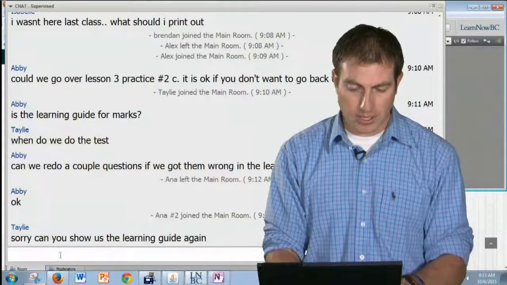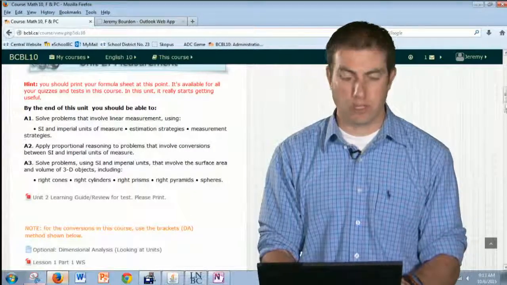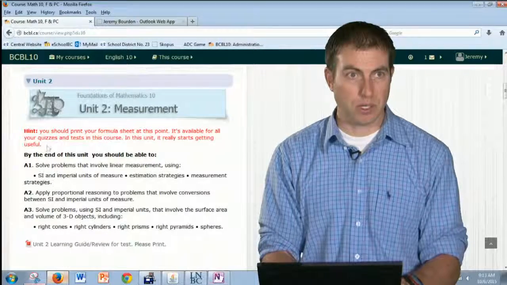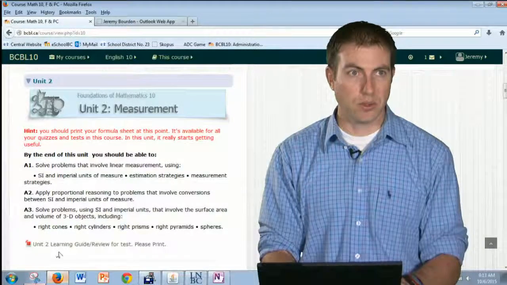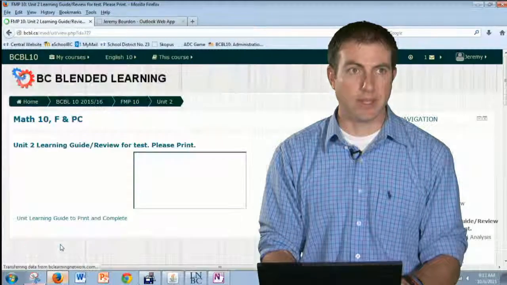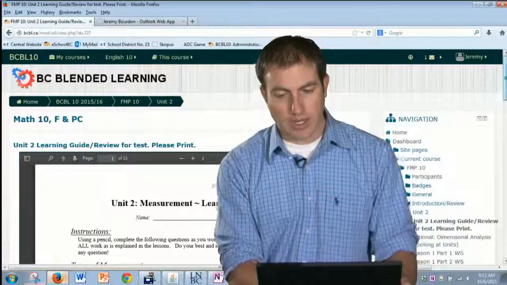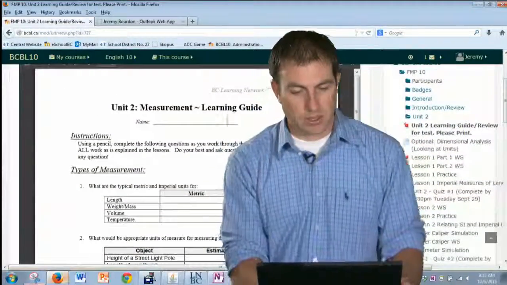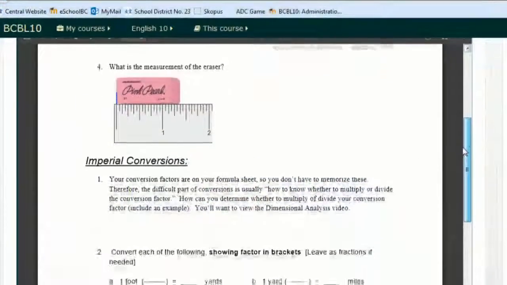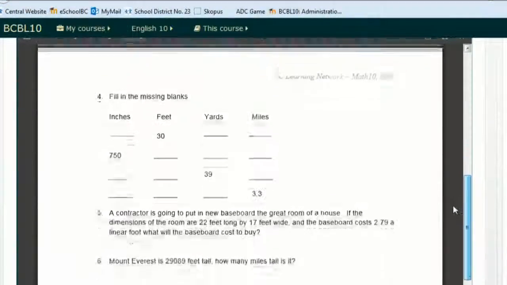Sure thing. The learning guide is in the course. If you go to the very top of unit number 2, it shows you all the learning outcomes you guys are going to get through. And then the learning guide looks something like this. It'll show up in here. You can print it off. Basically, it has some definition stuff in it. Lots of questions, measurements, conversions. Basically, all these things we've done using ratios.